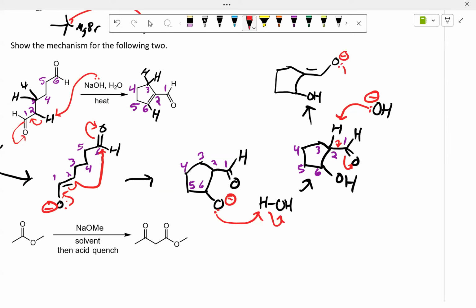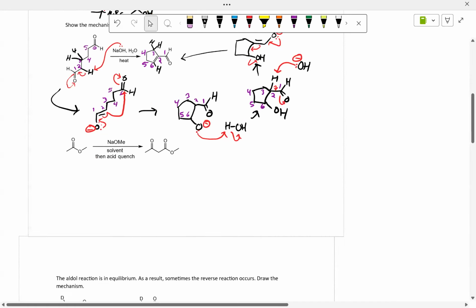Because we're in basic conditions, it's okay that OH just leaves, even though it's a poor leaving group. It's better than protonating this, because if we protonate this, that puts a positive charge on the hydroxyl group, but we're in basic conditions, so we cannot do that. We know we're in basic conditions because of a NaOH, negative charge. So this will get us to the product then. And that's it for that mechanism.